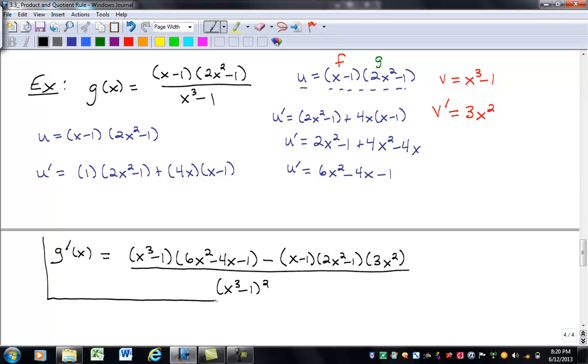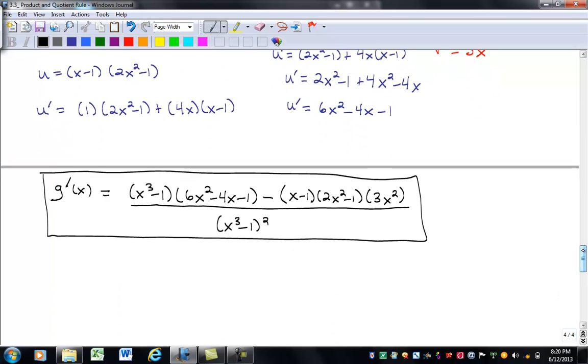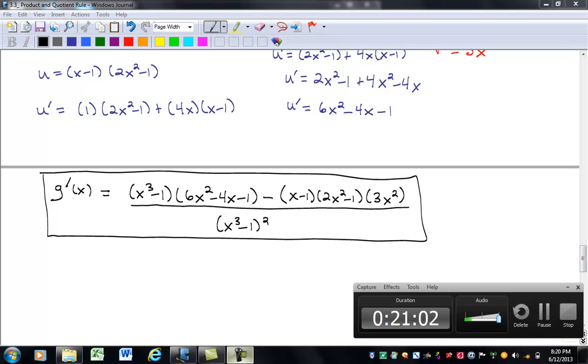Again, once you get an answer that you believe is correct, you don't need to bother simplifying it further. So in this case, my derivative looks large, and I could do a lot to simplify it, but you don't have to. So that gives you an idea of how to use the product and quotient rules. Really, the hardest part about those things is identifying when to use them.